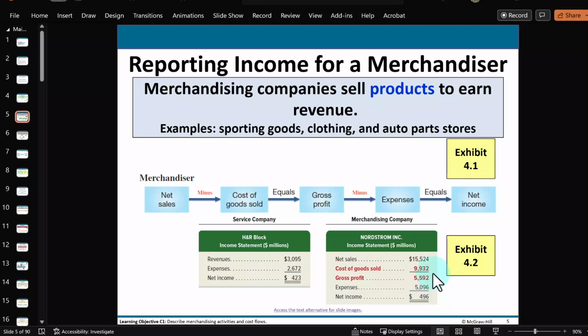Okay, so we're taking this extra step here, subtracting out the cost of the merchandise for a merchandising company, which a service type company probably wouldn't have. Now there is the possibility of a company having both service income and merchandising income, but this would be the extreme: just service revenue, just merchandising revenue.